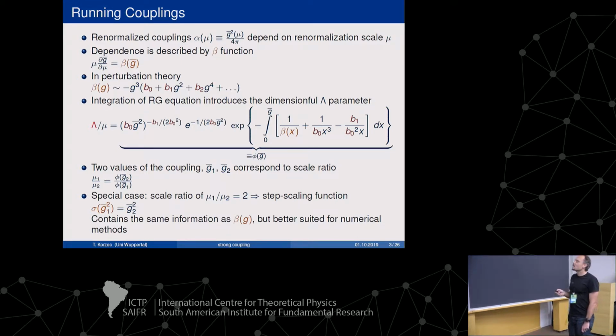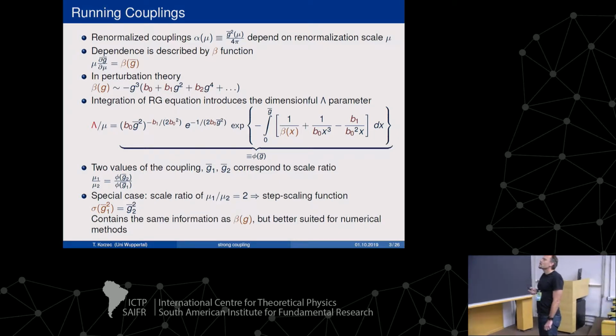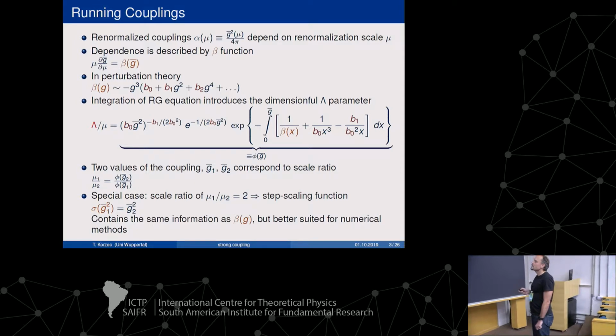The Lambda parameter is defined like this. So if you know the coupling at some scale, mu, you plug it into this expression, and this will give you the Lambda parameter in units of mu. You can also evaluate this equation with 2 different values of the coupling and form the ratio. Then this will give you the scale ratio between the scales associated with the 2 values of the coupling.